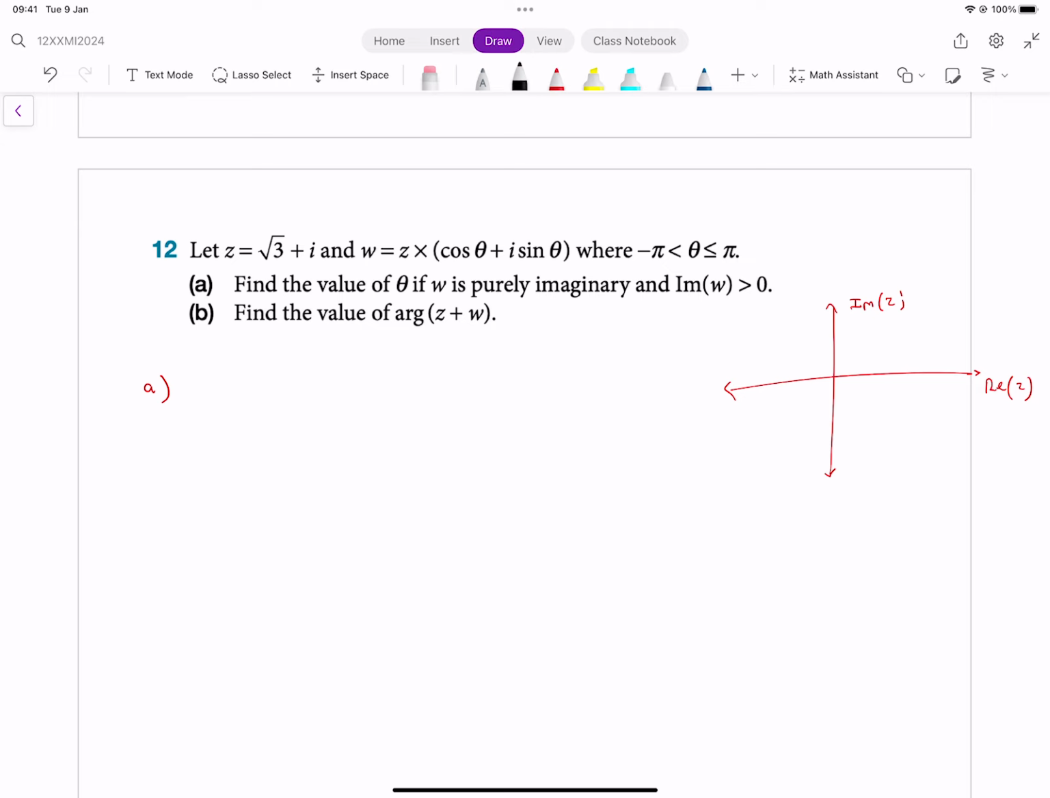In other words, in terms of our Argand diagram, all numbers that are purely imaginary will only exist along the imaginary axis or along the y-axis. So your purely imaginary numbers are only going to be up or straight down. Now we're told in the question that Im(w), or the imaginary component of w, is greater than 0, which means that your complex number w is simply a complex number going straight up. It's some complex number and it has to be only going straight up. We don't know where on the imaginary axis it is, but it is going straight up.